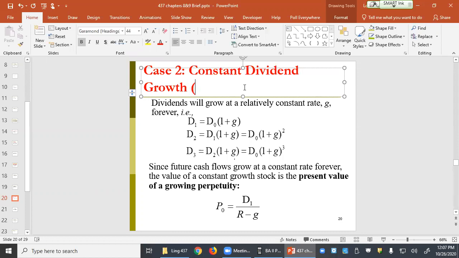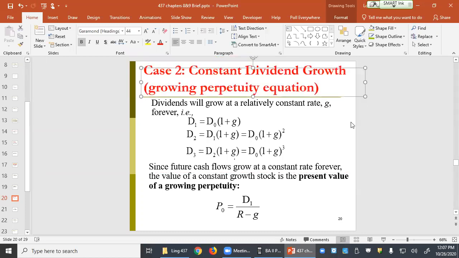Now, in chapter 4, this constant dividend growth model was referred to as the growing perpetuity model, or equation. In chapter 4, I showed you the derivation. So if you are interested, just to refresh your memory, you can always go back and rewatch that video. In chapter 4, it is called growing perpetuity.